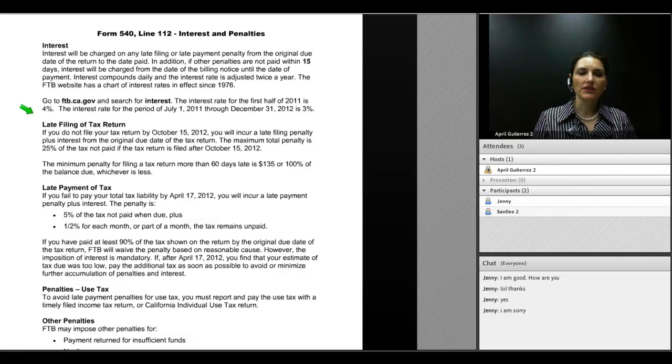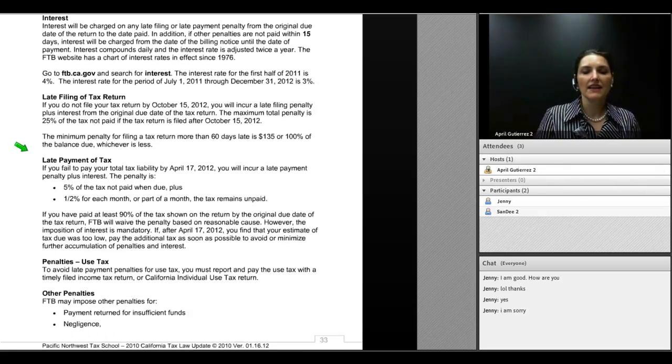Late filing of your tax return. If you do not file your tax return by October 15, 2012, you will incur a late filing penalty plus interest. The amount of that penalty is 25% of the tax not paid if the return is filed after October 15th. The minimum penalty for filing a tax return that is more than 60 days late is $135 or 100% of the balance due, whichever is less. So if you file more than 60 days after October 15, 2012, the penalty is pretty hefty.